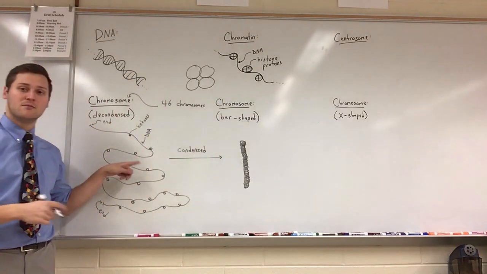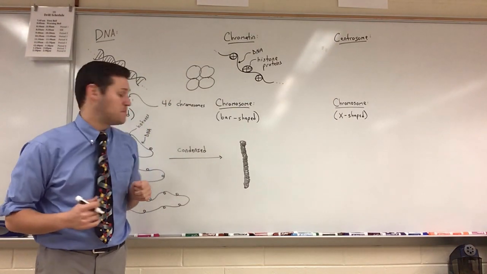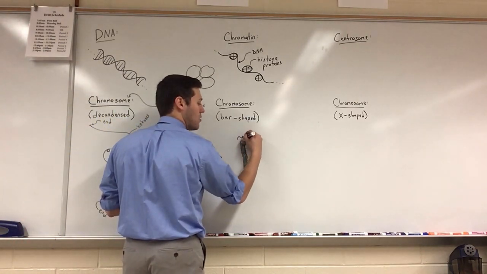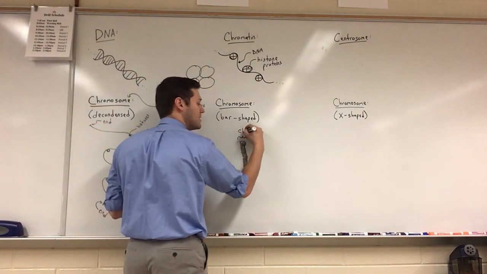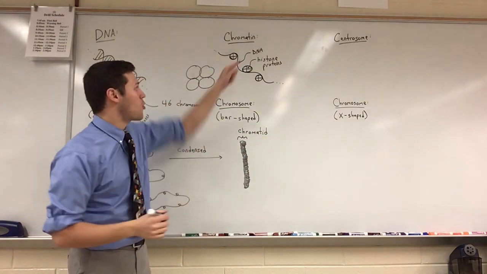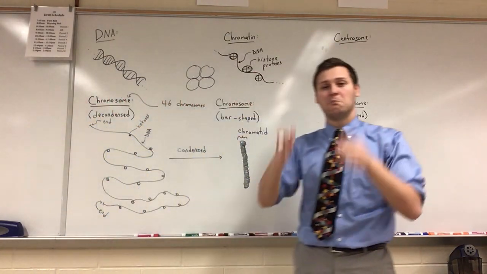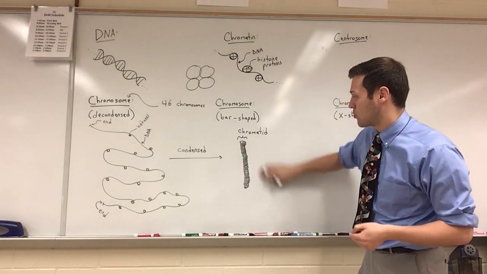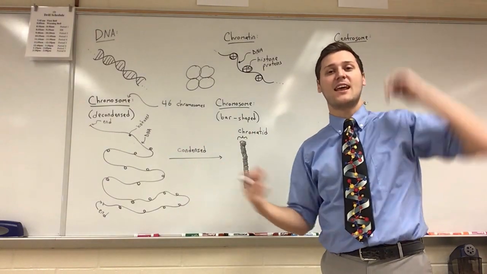So if we condense the decondensed chromosome, the loose chromosome, we get a condensed bar-shaped chromosome. A bar-shaped chromosome, if it only has one condensed DNA molecule, we say it has one chromatid. Chromatid is different from chromatin. Chromatin is DNA plus histone proteins. A chromatid is a single condensed bar of DNA plus histone proteins. So that is a chromatid, and for every one chromatid, we have one full-length DNA molecule.